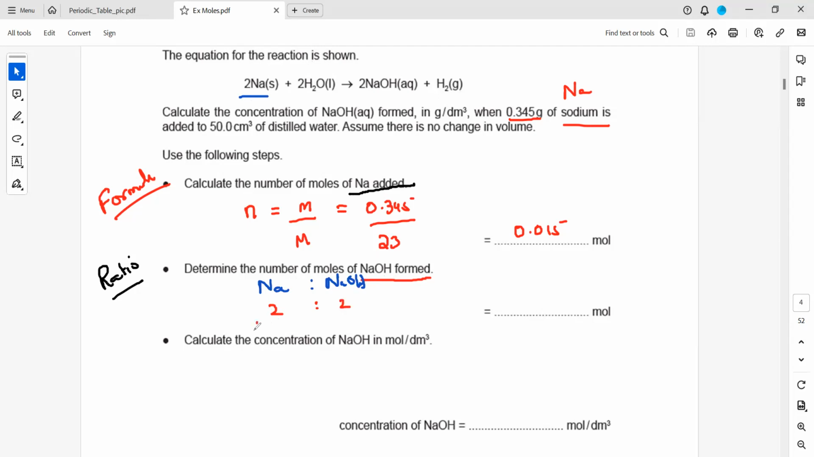So if we have 0.015 moles of sodium, how many moles of sodium hydroxide will be there? X. So we just cross multiply. Even when the ratio is 1:1 or 2:2, you don't have to solve. It is obvious. We'll get the same answer. If 2 moles are giving 2 moles, then 0.015 will give us the same answer. So it will also be 0.015.